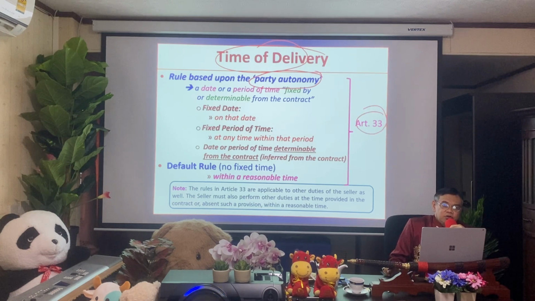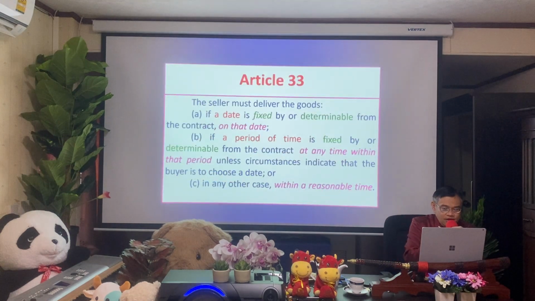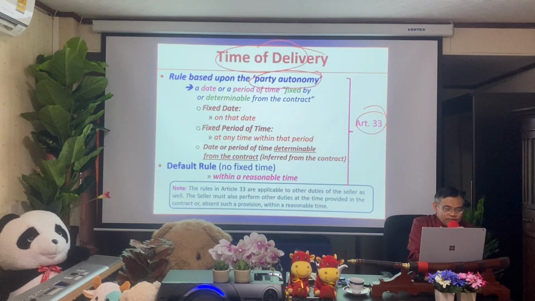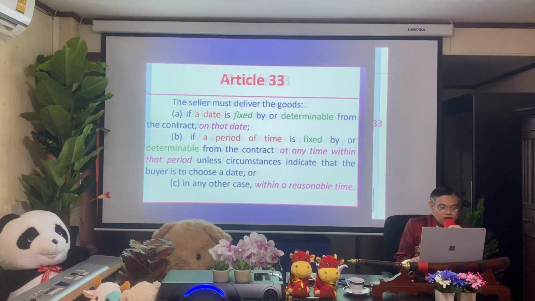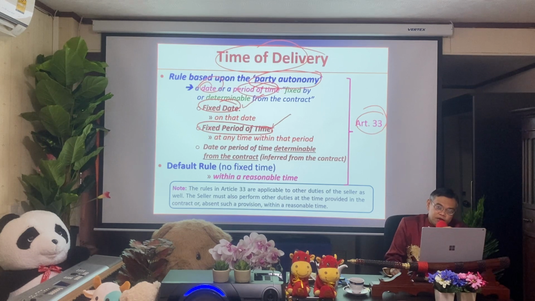Article 33 also recognizes party autonomy. According to Article 33, the seller must deliver the goods at the date or in a period of time fixed by the contract. So it may be a fixed date or a fixed period of time. This seems quite clear. But one thing we need to say relates to the fixed period of time: when party A and party B, the parties to a contract of sale, fix a period of time for delivery, that means the seller can deliver the goods at any time within that period of time.